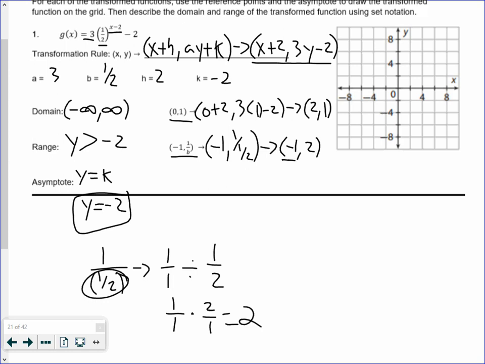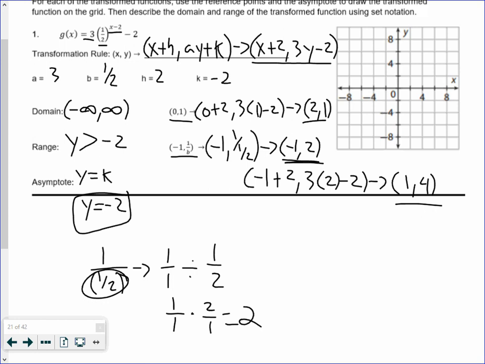So we have this point of negative 1, 2, and that's what we're going to transform. So we're going to plug that into our transformation rule. So we get negative 1 plus 2, then 3 times 2 minus 2. And that's going to give us 1, comma 4. So now we have our asymptote and our 2 transformed points of 2, 1, and 1, 4. All we have to do now is put them into the graph, plot our points, graph our asymptote, and we'll have our function.